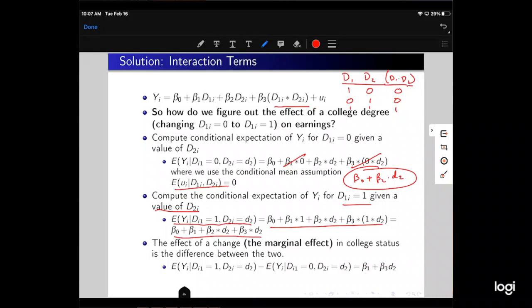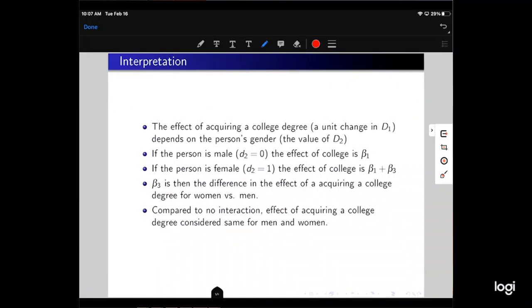So we can just subtract these two, and we get beta 1 plus beta 3 times d2. So we're subtracting this value here from what we had there. And so that's going to get us the marginal effect, the effect of a change in college status on earnings when we have an interaction. So how do we interpret this? The effect of acquiring a college degree, a unit change in D1, depends on the person's gender, the value of D2. How do we know this?